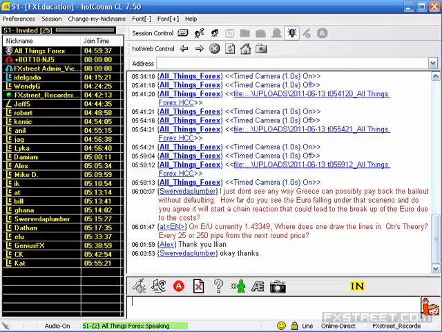And the other question is, with the euro-dollar currently at $1.4334, where does one draw the lines in the quarter theory? Every 25 or 250 pips from the next round price? It is from the major whole numbers, not round numbers. The proper way to call them in mathematics is actually whole numbers. So the major whole numbers like $1, $1.10, $1.20, $1.30, they're represented in exchange rates with decimal points, of course, for the precision, but they're easily recognizable. So $1.40 is, for example, a major whole number. Then the large quarter point above would be 250 pips above $1.40, at $1.40250. Then 250 pips above $1.40250, you have $1.45, and so forth and so on.